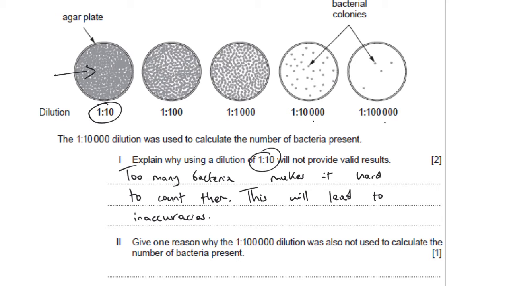Give one reason why the 1 in 100,000 was also not used to calculate the number of bacteria present, and that is because there's too few. Okay, so if there's only 4, if we have another tray with 5 or 6, it will make too much of a difference. So it's too few.